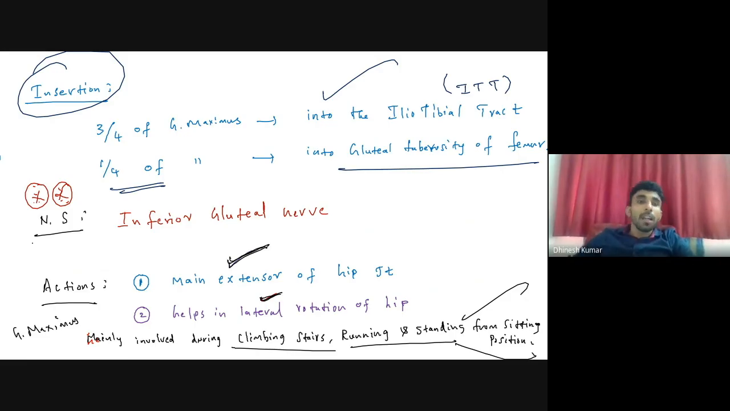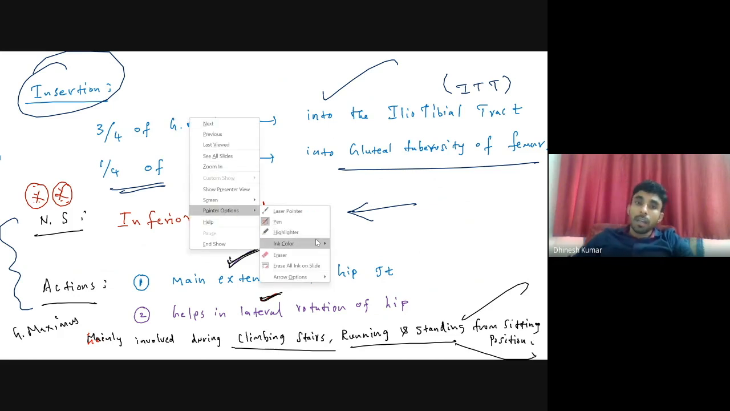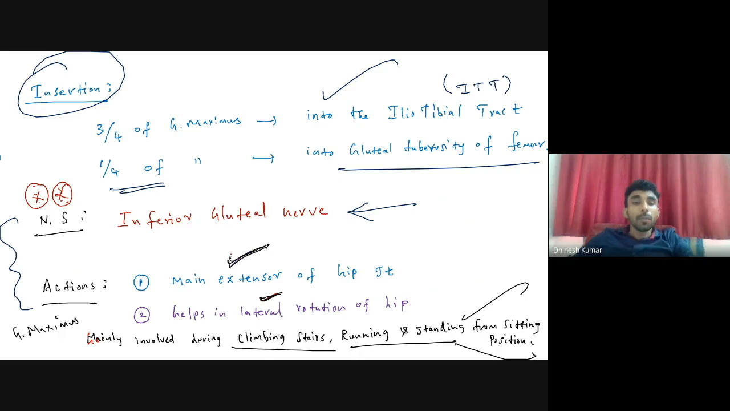Then coming to the nerve supply and actions. The gluteus maximus is supplied by the inferior gluteal nerve. Then what about the actions? Since this is the largest muscle, the main muscle of the gluteal region, which is located behind the hip joint, it is the main extensor of the hip joint. So the main action is extension of hip joint, and it also helps in lateral rotation of hip joint.